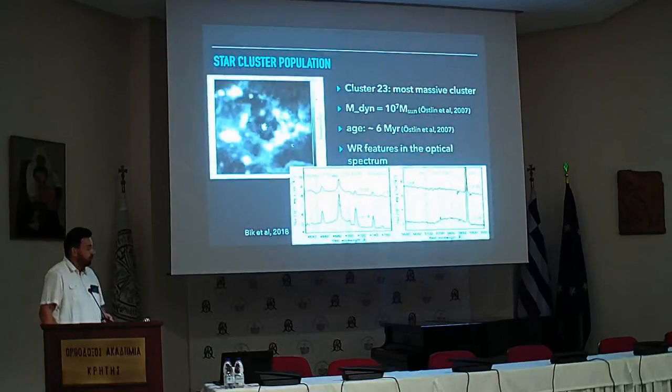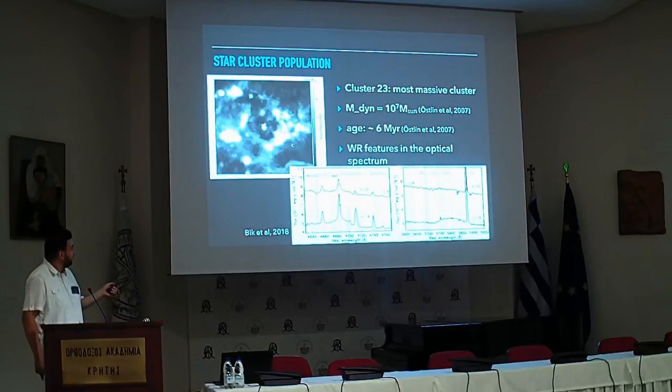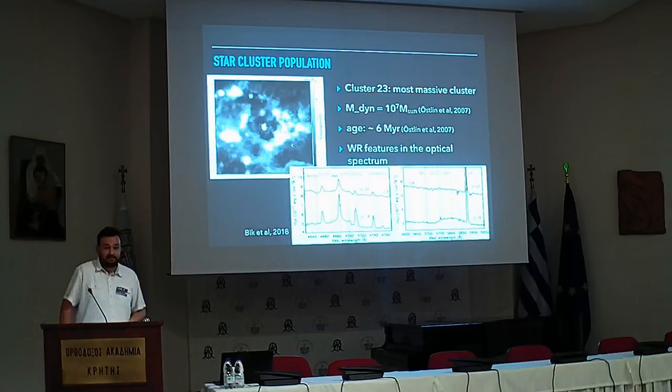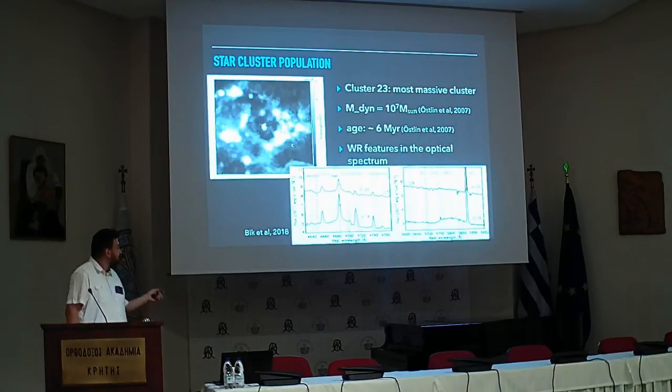Zooming in a little bit on cluster 23, which is the most massive cluster in this galaxy, it has a dynamical mass of 10 to the 7 solar masses. It's the one here. This is an H-alpha narrowband image, and you see that it has blown a huge bubble here. Inside this bubble, there's barely any gas left, at least warm gas. It might be filled with X-ray emitting gas. The MUSE spectra of this cluster also show that it has Wolf-Rayet stars, and it is about 6 million years old.